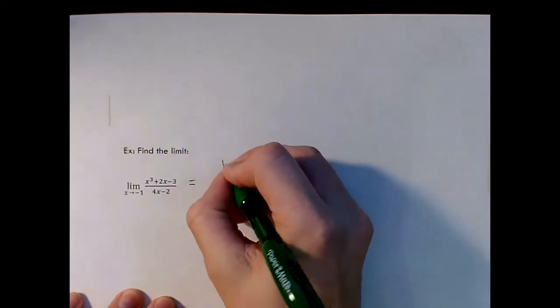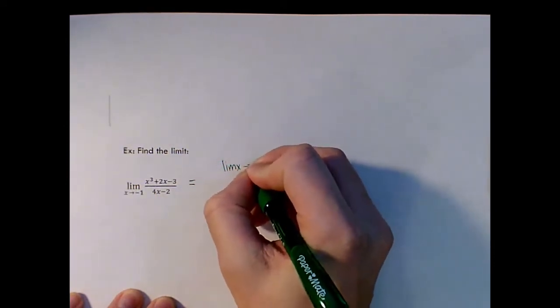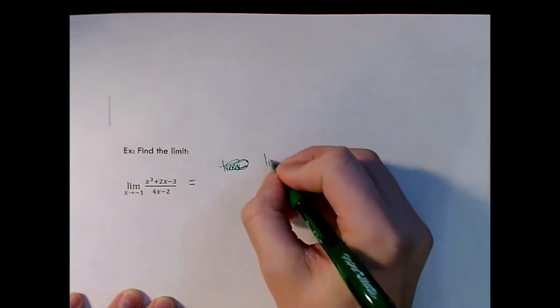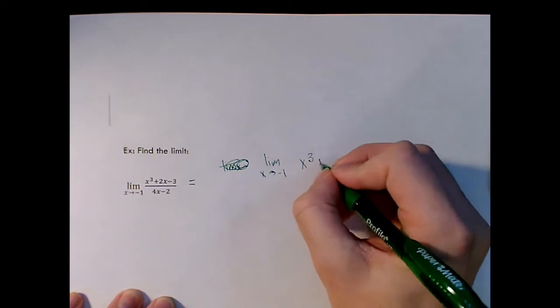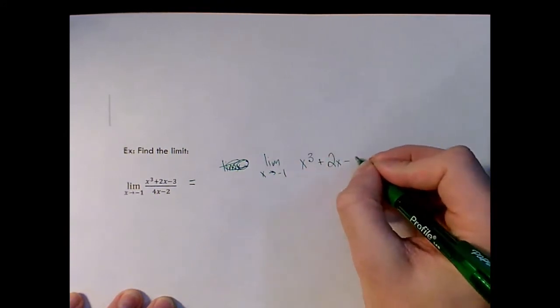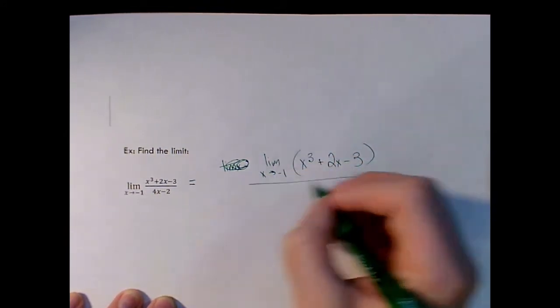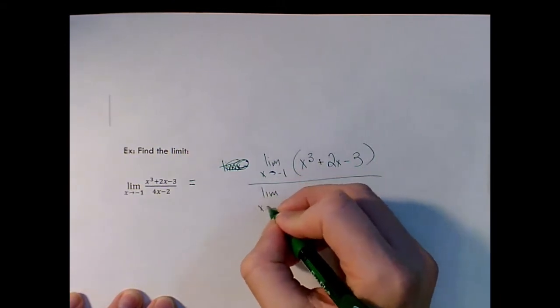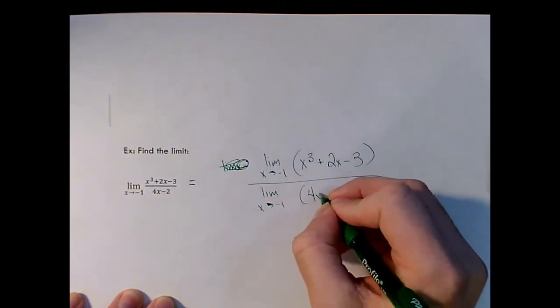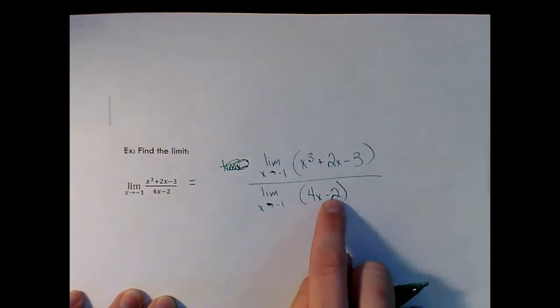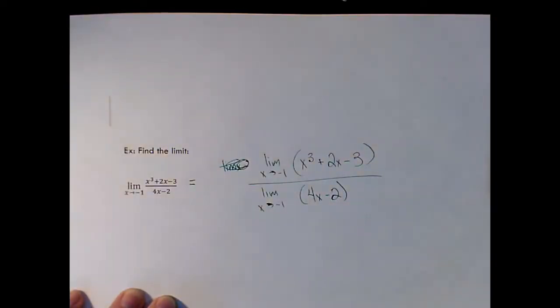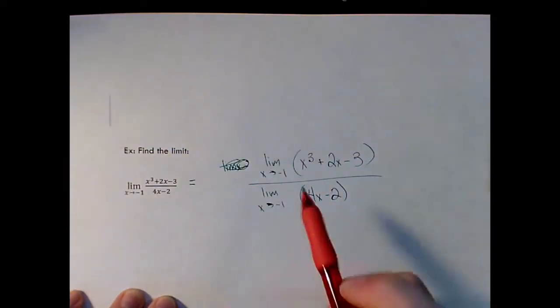So let's say the limit as x approaches negative 1 of x cubed plus 2x minus 3 over the limit as x approaches negative 1 of 4x minus 2. That's what one of the theorems said, the limit of f of x over g of x is the limit of f of x over the limit of g of x. That's the one theorem.